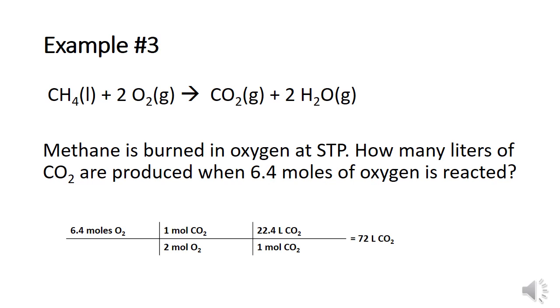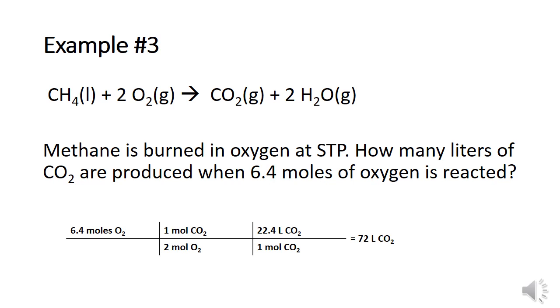All right, we're going to look at one more example, kind of see the third type of problem we might encounter. So we've got a chemical reaction there. Again, it's a combustion reaction. This one has a different hydrocarbon, so CH4 methane. So it says methane is burned in oxygen at STP. How many liters of carbon dioxide are produced or made when 6.4 moles of oxygen is reacted?